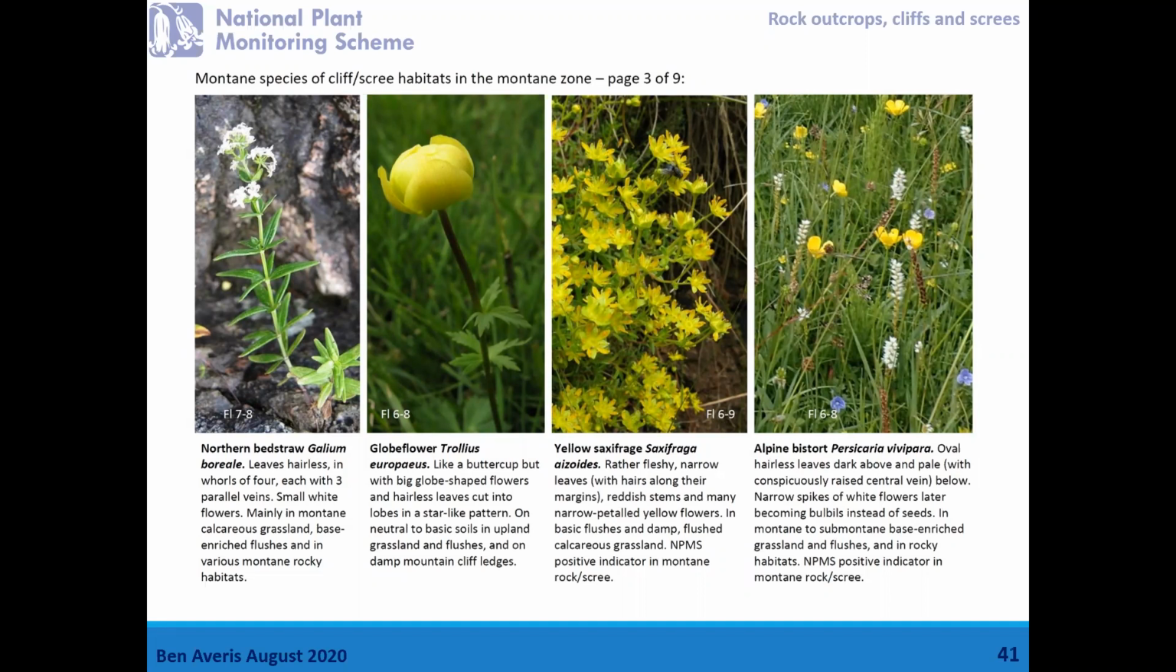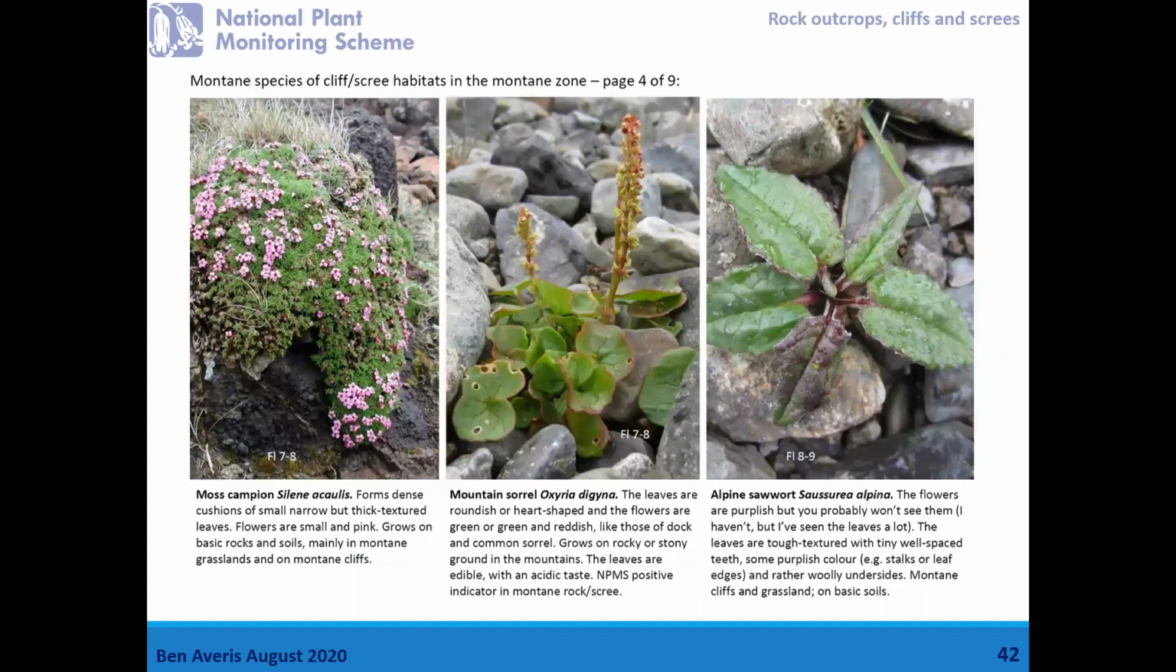The next one, and quite a few of these plants, by the way, are NPMS positive indicators in this habitat. I've indicated that in the text. The next picture has some more of them. The first one of these being moss campion, which forms very dense, rather moss-like cushions of dense masses of very small, narrow leaves, a bit like a giant patch of moss.